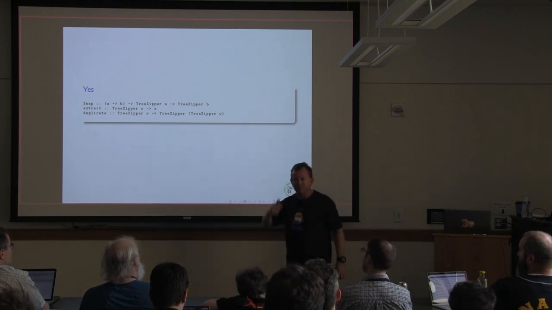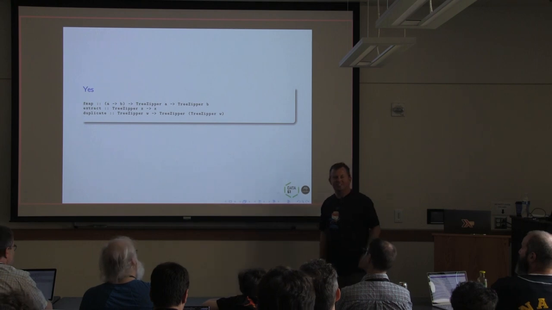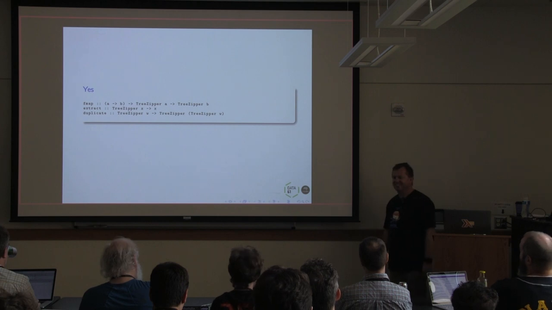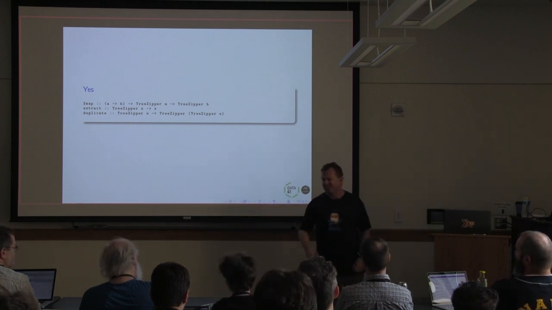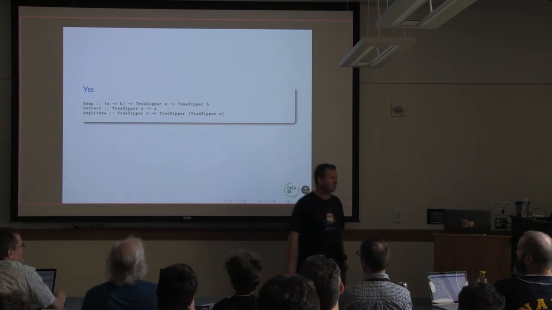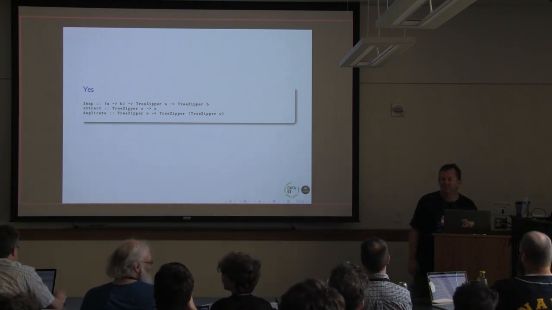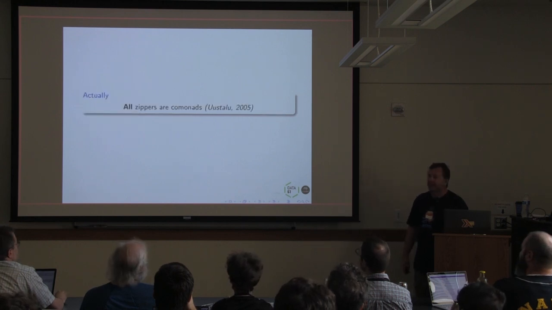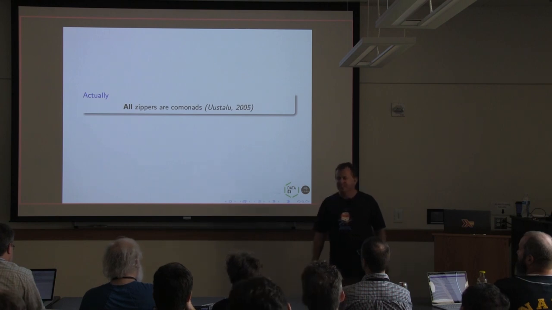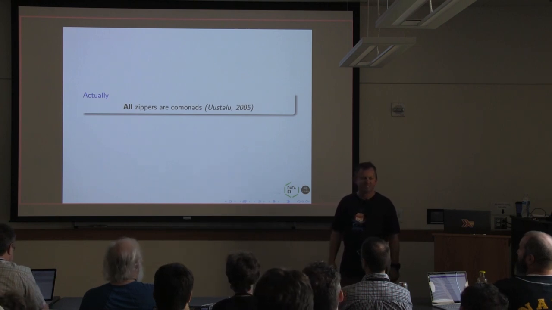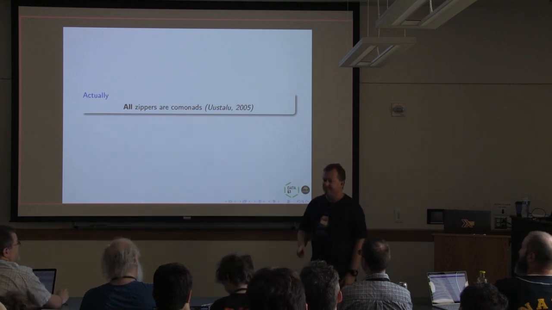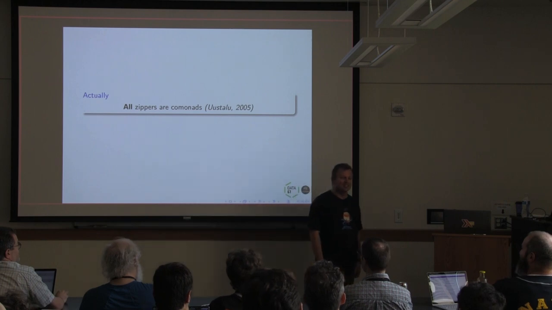Can you almost write the code in your head? That's all I need to get you to. No? Let's just go with yes. Yes, it is. A tree zipper is a comonad. Tree zippers are comonads. Actually, all zippers are comonads. Isn't that amazing? I can say to you, I've got a zipper in my pocket. Not telling you anything about it, and you can say it's a comonad. And you'd be right.